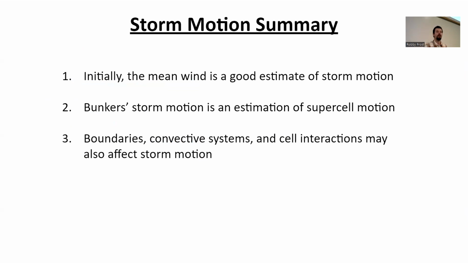So in summary, initially the mean wind is actually a pretty good estimate of how updrafts are going to move. But as soon as they become supercells, we're going to want to use that Bunkers right and left, or any of the other crazy things going on in that environment. Boundaries, convective systems, other cell interactions, these are all going to affect storm motion.